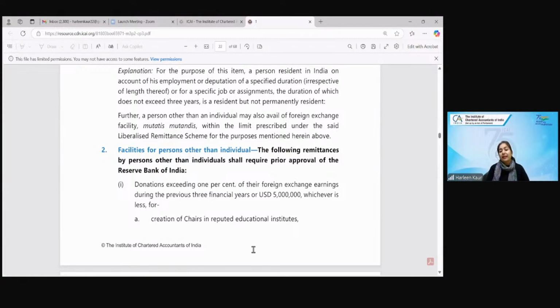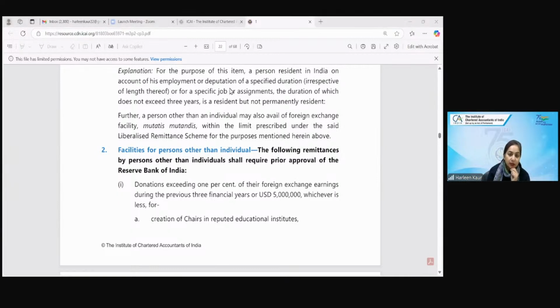Facilities for persons other than individuals. So who are other than individuals? Who are the persons other than individuals, children? Please write me in the chat box. Yes, Vijay Multani, are you understanding? PSU is public sector undertakings, okay? Yes, government bodies, state government bodies. All right, very good, correct answers.